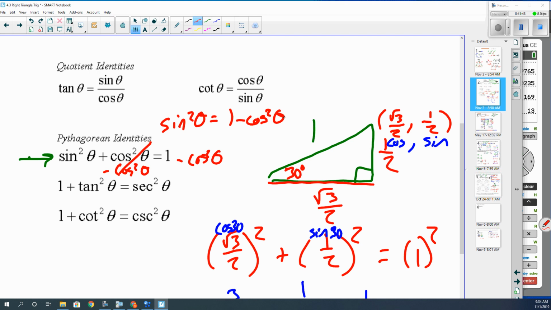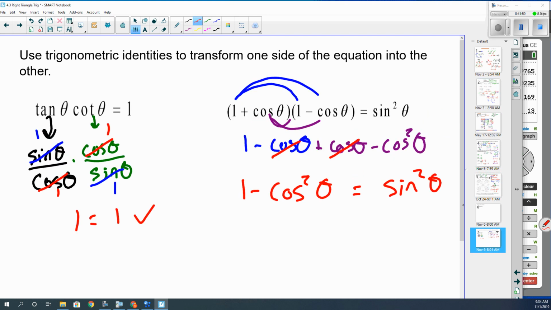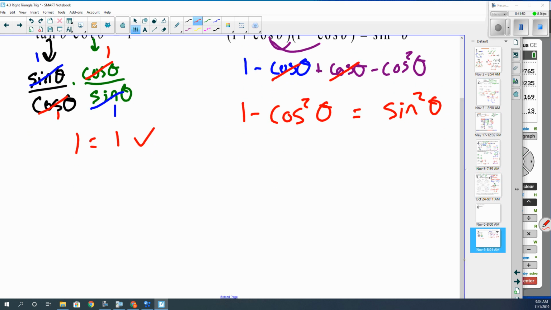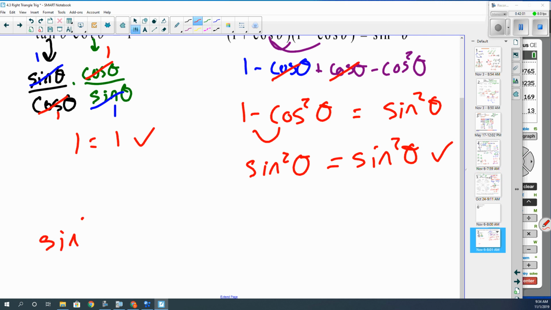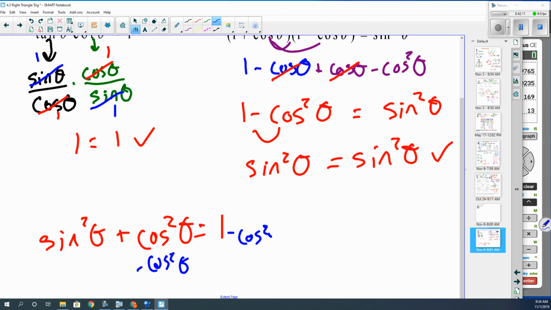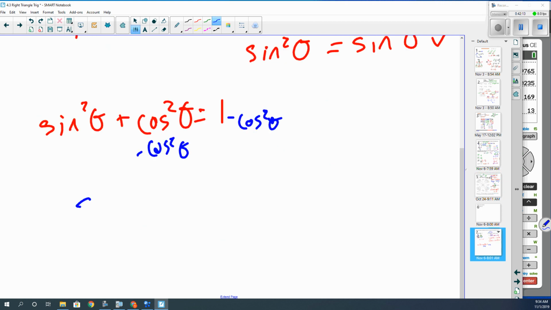That's the first Pythagorean identity. So now I can say this right here is sine squared theta, and that did equal sine squared theta like I was trying to prove. And so I did that using that first Pythagorean identity. So you are allowed to rearrange your trig identities if you need to get things to match up.